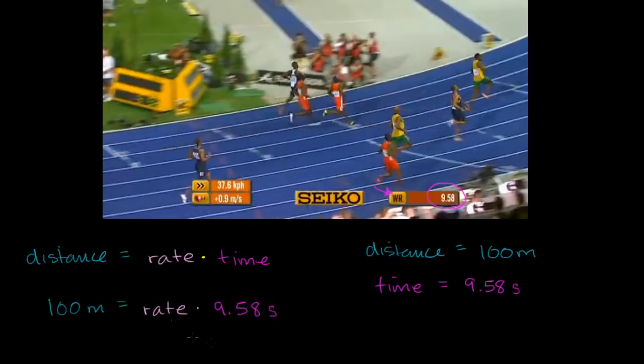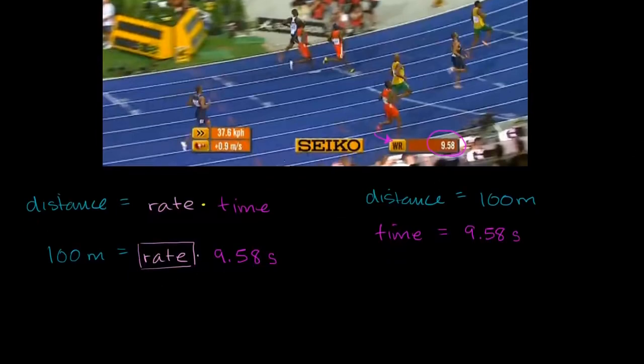9.58 seconds. And we care about rate. We care about solving for rate. So how can we do that? Well, if you look at this right-hand side of the equation, I have 9.58 seconds times rate. If I were able to divide this right-hand side by 9.58 seconds, I'll just have rate on the right-hand side, and that's what I want to solve for.